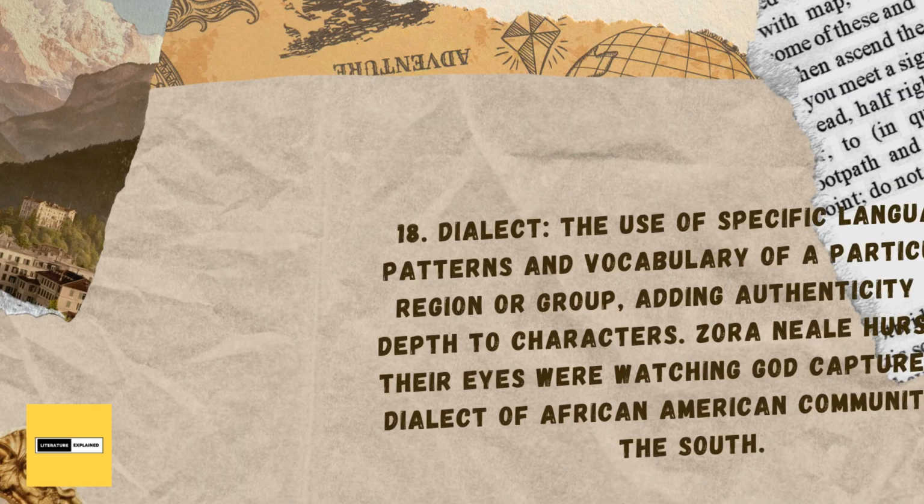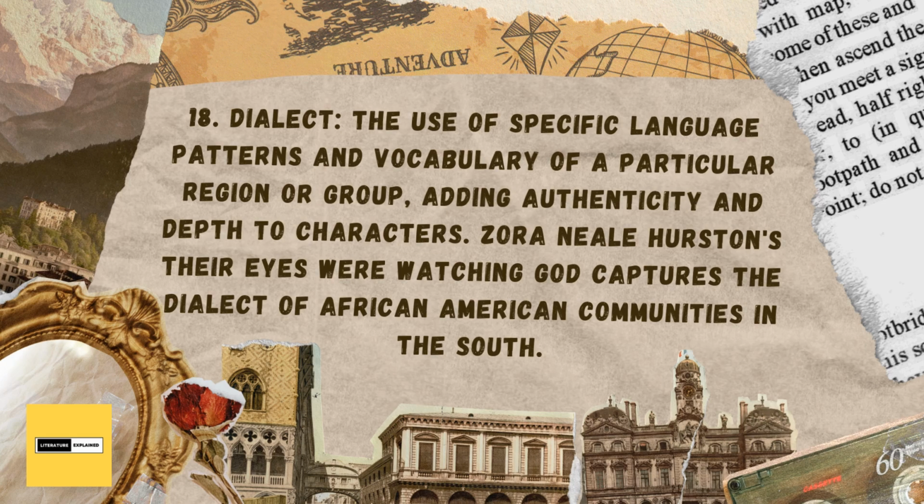18. Dialect, the use of specific language patterns and vocabulary of a particular region or group, adding authenticity and depth to characters. Zora Neale Hurston's Their Eyes Were Watching God captures the dialect of African American communities in the South.